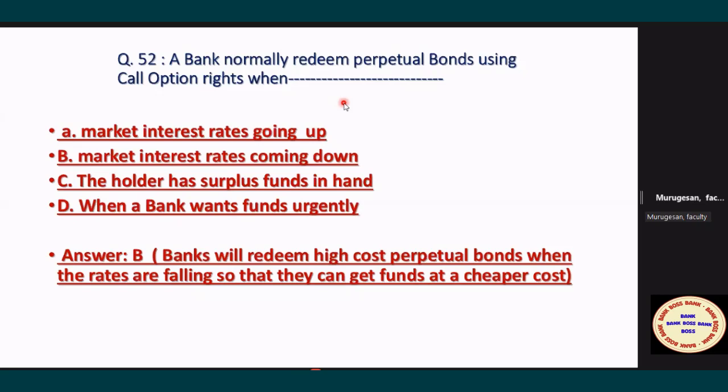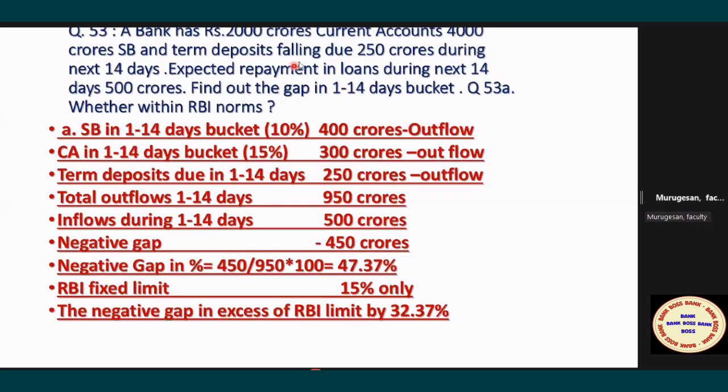Okay, friends. Now question number 53. I think we have done this question. A bank has 2000 crore in current account, 4000 crore in SP account, and time deposits falling due, 250 crore, during the next 14 days. They have clearly told us the time deposits are maturing, 250.